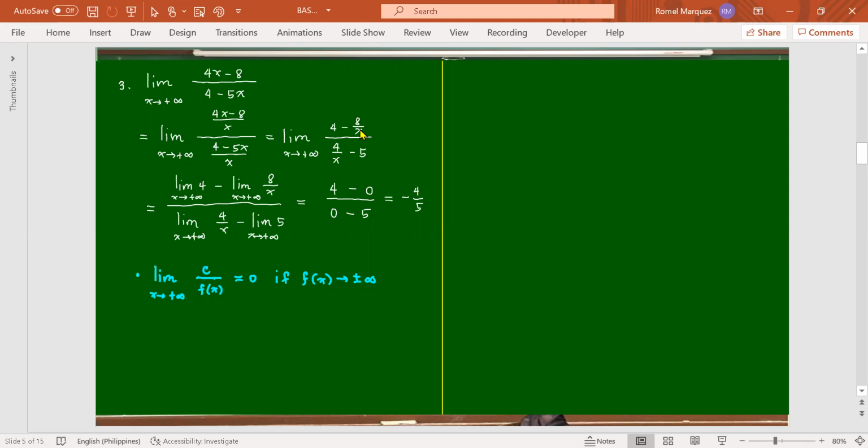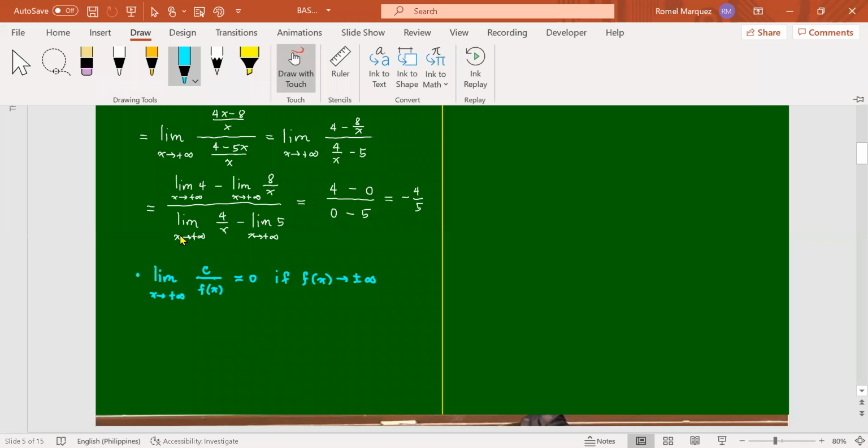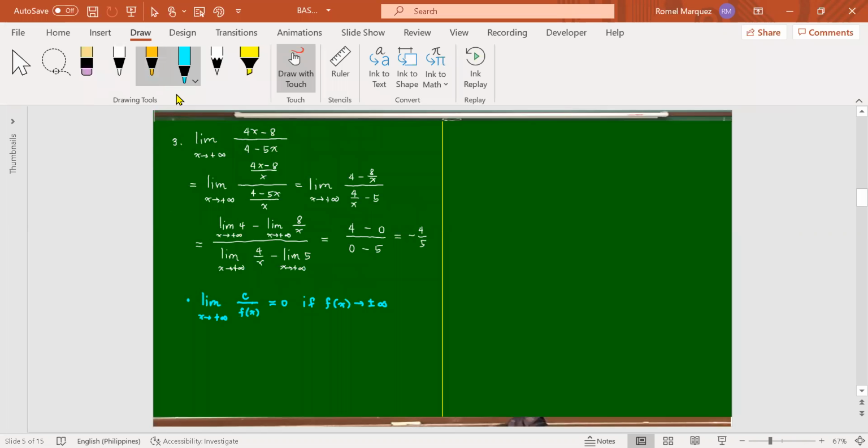A special case is 8 over x, as x approaches infinity. It is always 0. If it is negative infinity and the numerator is a constant, is it still 0? Yes, it is still 0. Okay, guys? So we now have this where c is a constant.